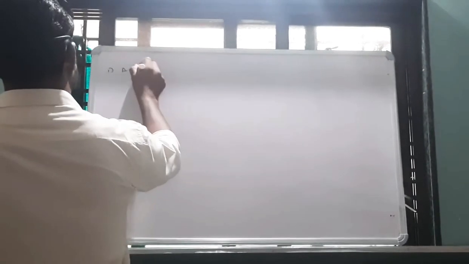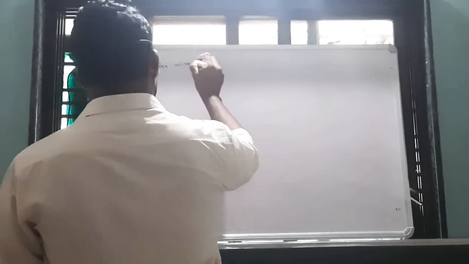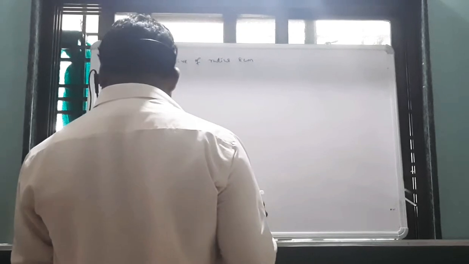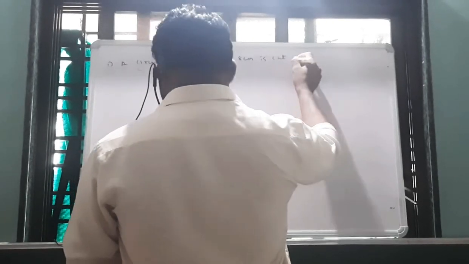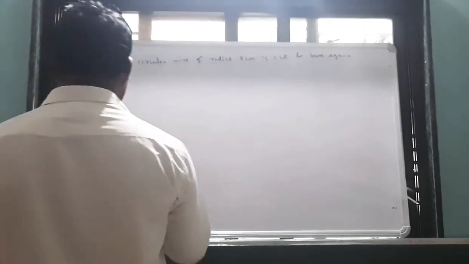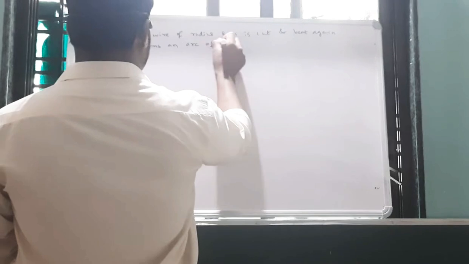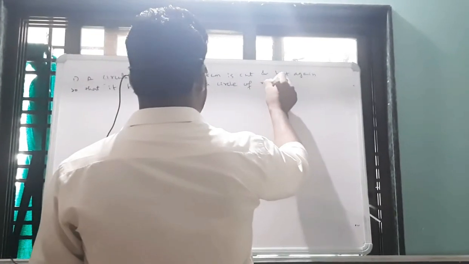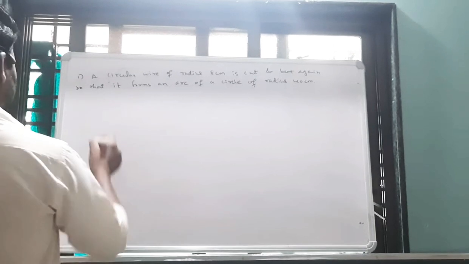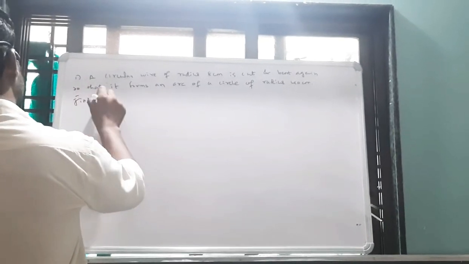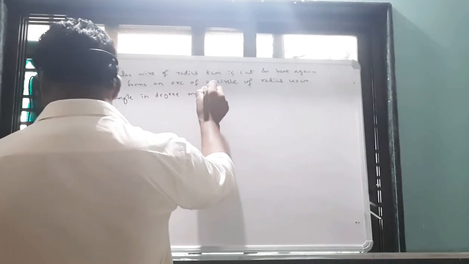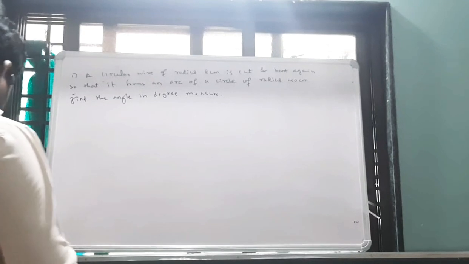A circular wire of radius 8 centimeter is cut and bent again so that it forms an arc of a circle of radius 40 centimeter. Find the angle in degree measure.